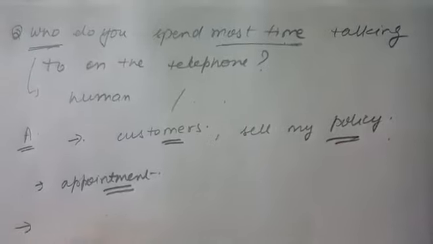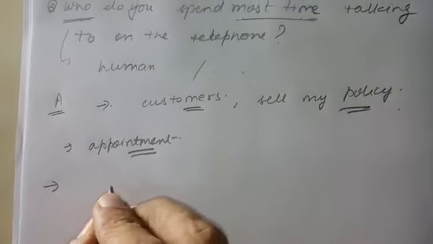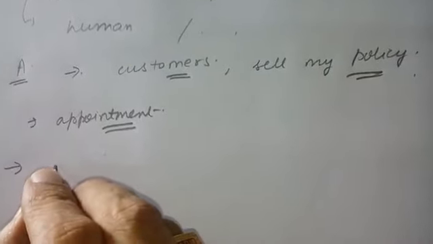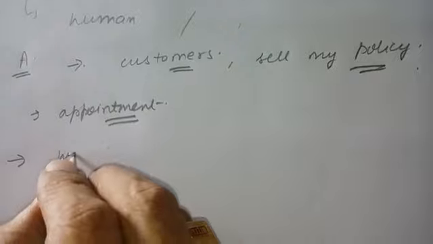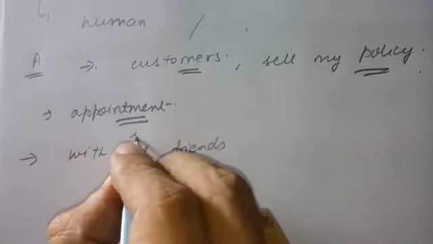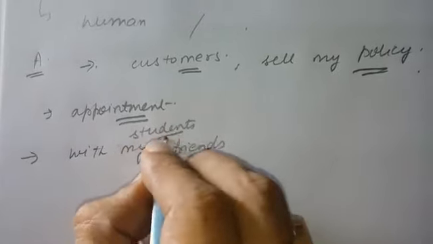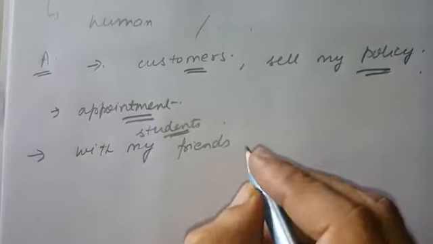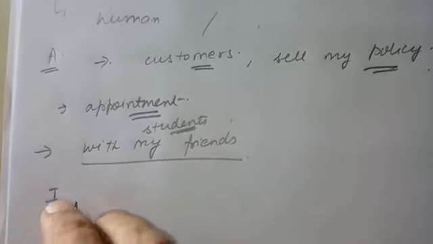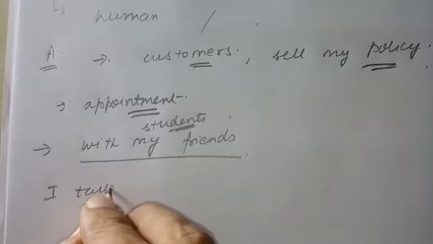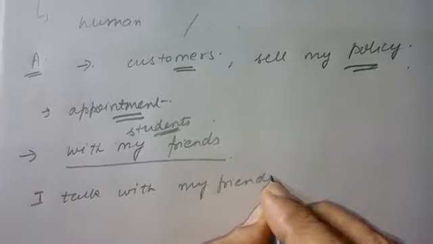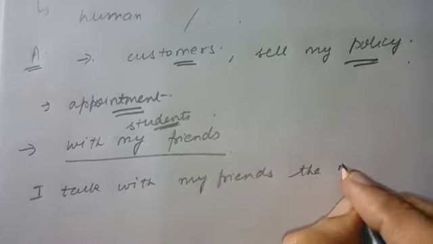Or if you are a student, suppose, then you can say, who do you spend most time talking to on the telephone, right? With my friends, just to discuss. This is for students. Anything you can say, right? I spend most time with my friends. Or we can say a direct answer also. I talk with my friends the most.